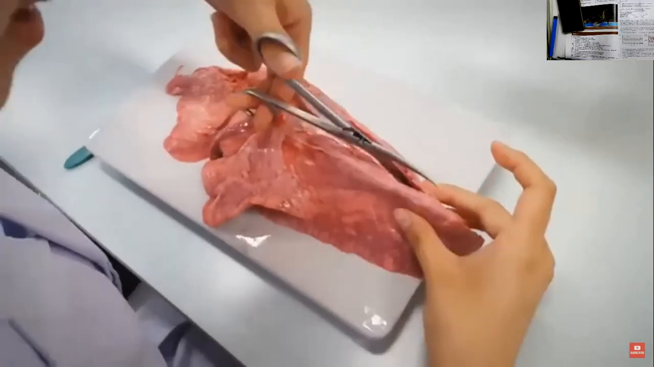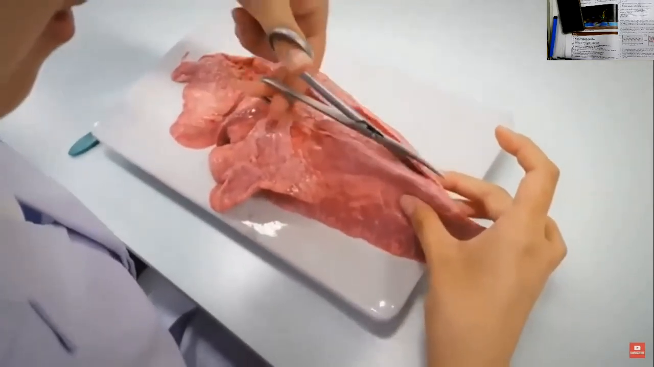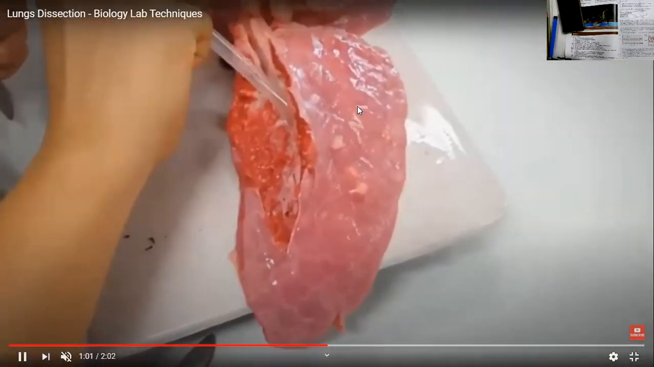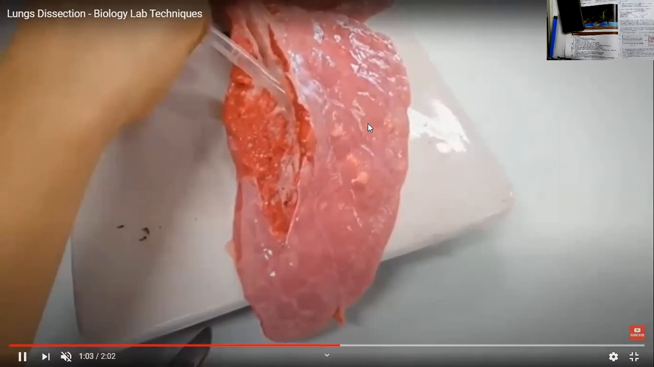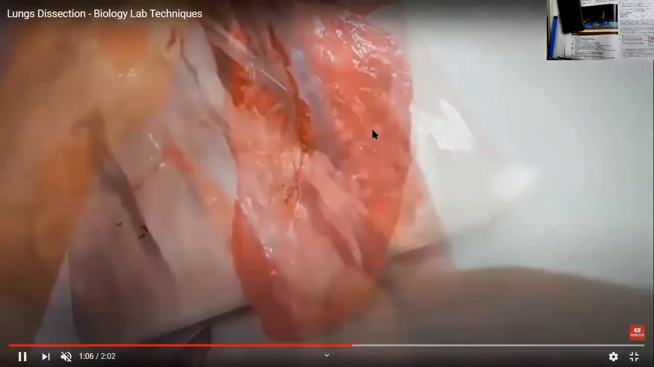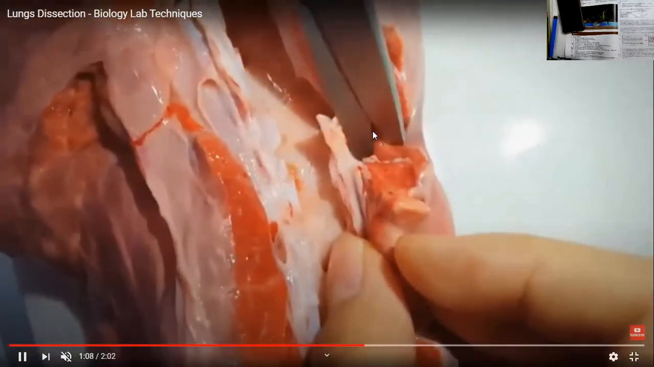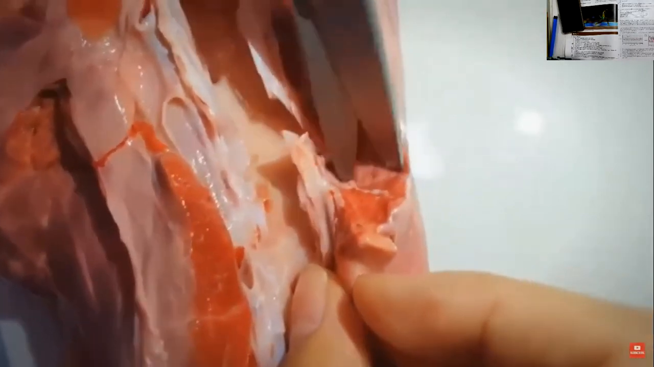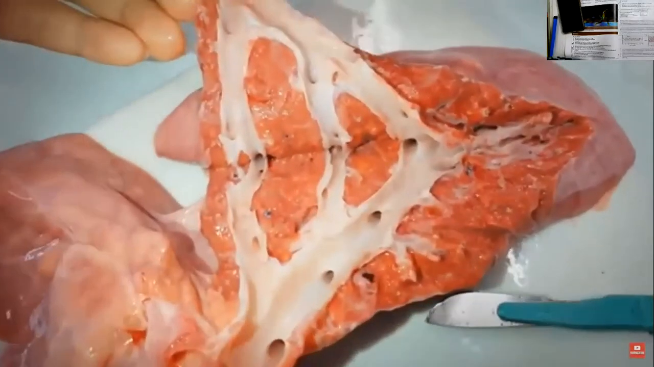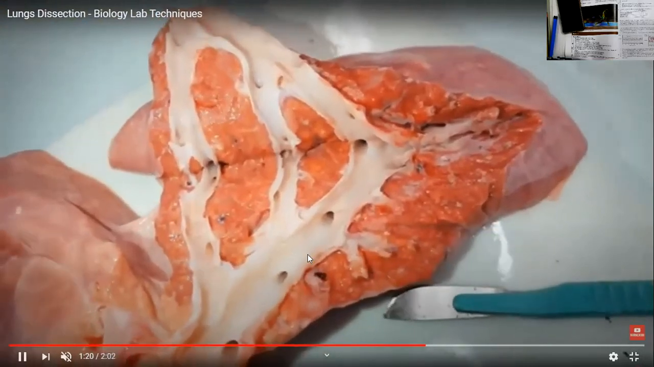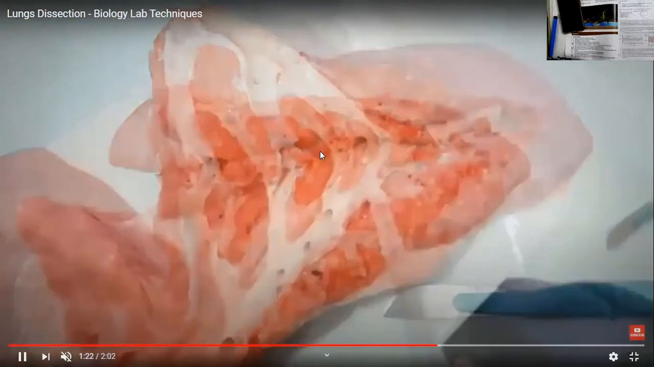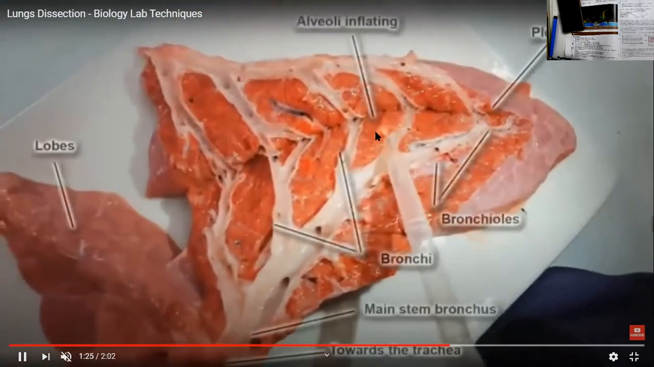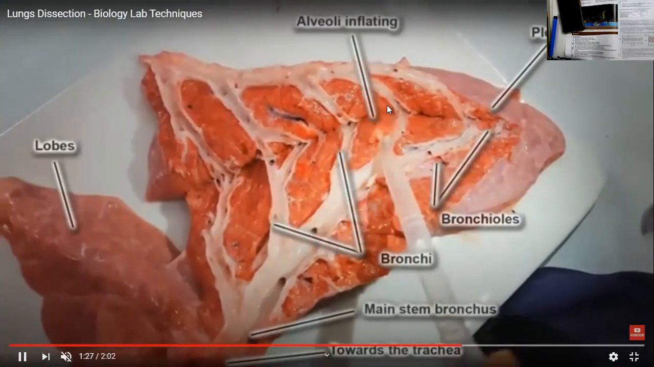They will also now blow into these bronchioles, and you can see the alveoli. You can see the alveoli inflating. Can you see that balloon-like swelling? Now all these tiny holes you can see are all bronchioles. This is how a lung looks from inside. All these holes are bronchioles. And this was an alveoli, an alveoli inflating.